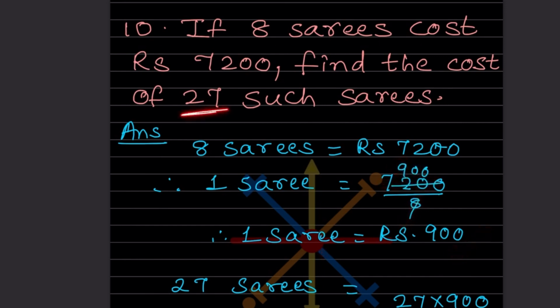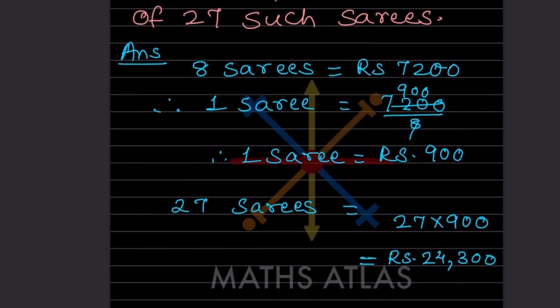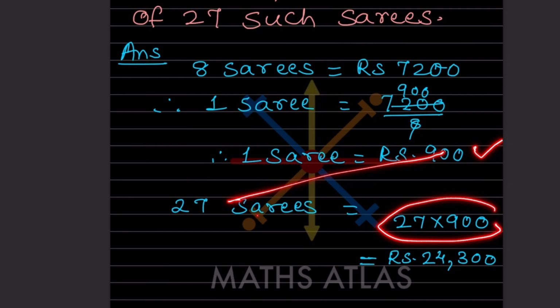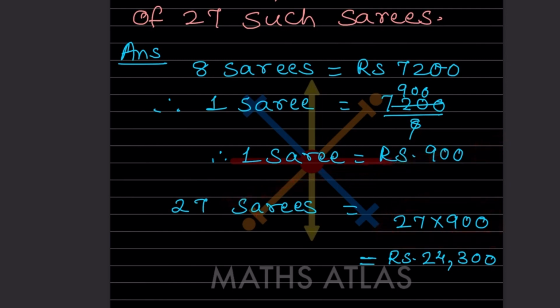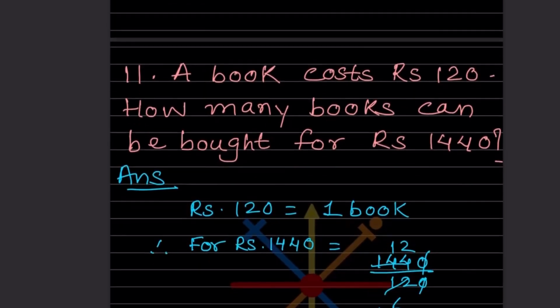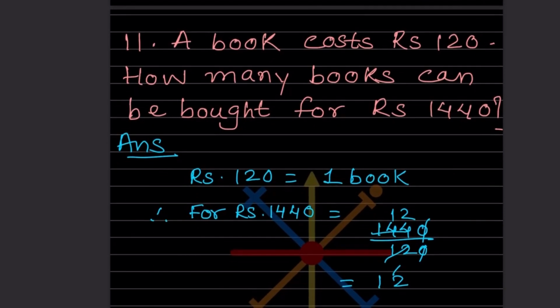Now we want 27 sarees. So what will happen? One saree is 900 rupees. So for 27 sarees you are going to cross multiply. So this will be 27 into 900, that is rupees 24,300. So the next one: a book costs rupees 120. How many books can be bought for 1440, that is 1440?